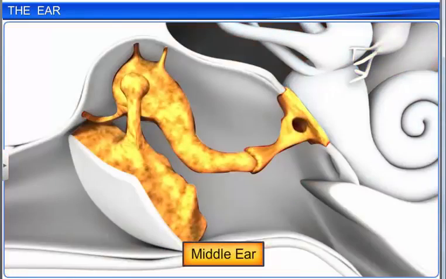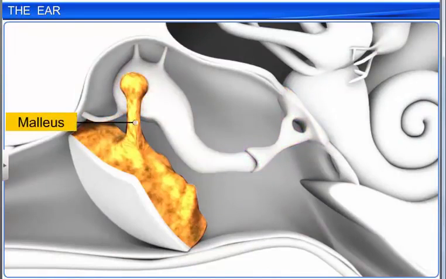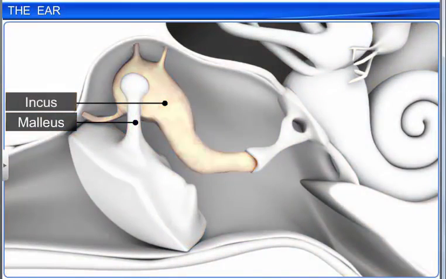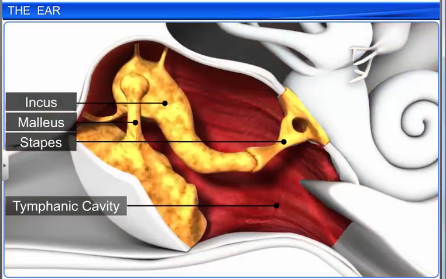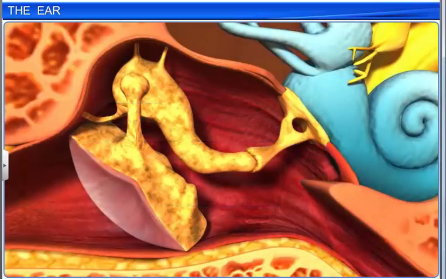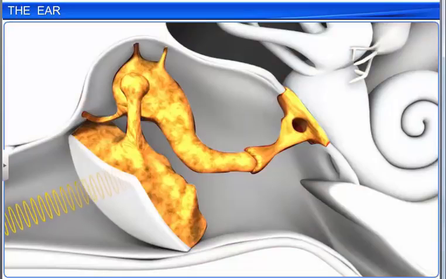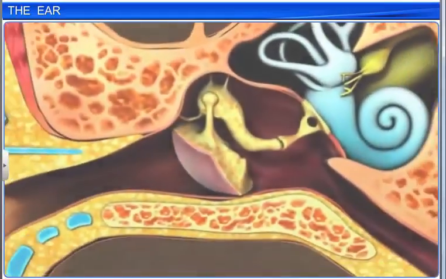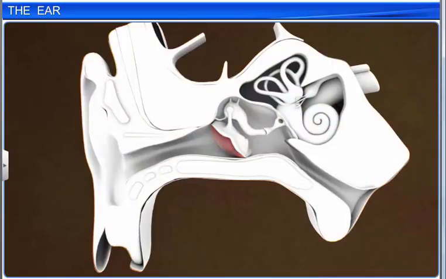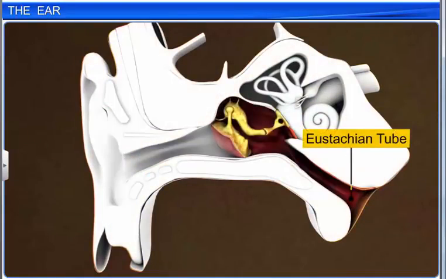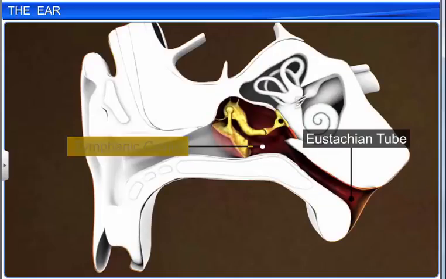The middle ear also has three small movable bones or ossicles called the malleus, incus, and stapes on the floor of the tympanic cavity. These ossicles are attached to one another in a chain-like fashion. They increase the efficiency of transmission of sound waves to the inner ear. Air pressure also needs to be maintained on both sides of the eardrum for normal hearing. This is done by the eustachian tube, which connects the tympanic cavity to the pharynx.